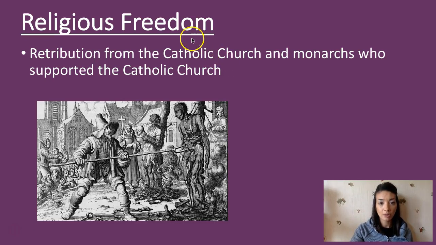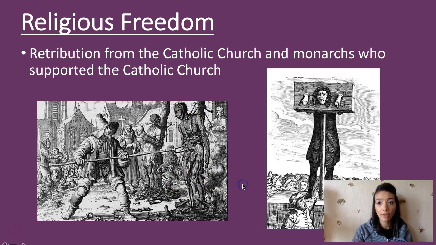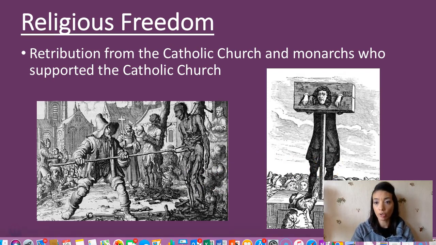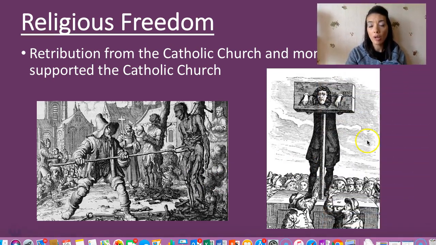Okay, and now this is a little bit of a graphic picture. Here are people acting on behalf of the Catholic Church and the kings and queens that supported the Catholic Church, and they would torture and also kill people who were trying to break away from the church. Here is another one to show you that they were put in these torture type of devices, and they would often die in those devices in the middle of town squares. Okay?